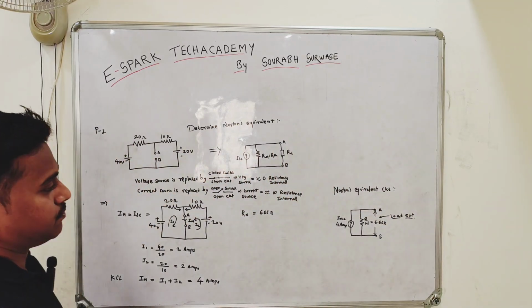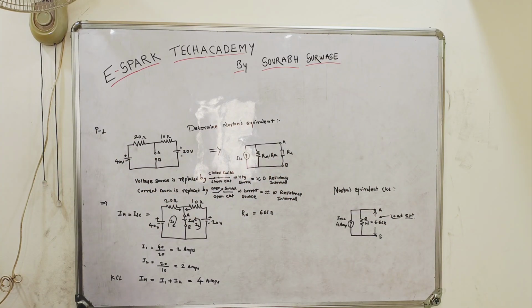This will be the solution. Please note it down carefully. It was a little bit tricky question because here we have also made use of KCL to find out the Norton's current, the short circuit current between the points A and B when both points are short circuited.